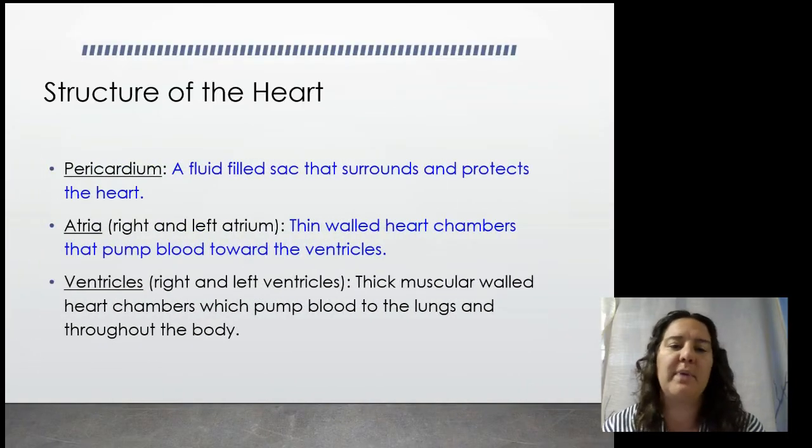So the heart is surrounded by a pericardium, which is a fluid-filled sac that protects the heart and surrounds it. So it cushions it a little bit from impact, as well as allowing it to slide across a smooth surface instead of the inside of our rib cage, so the outside of the heart isn't damaged. The left and right atria are thinner-walled heart chambers that pump blood just down to the ventricles. So the atria pump, it goes through a valve into the ventricles. Then the left and right ventricles are thick, muscular-walled heart chambers, and they pump blood to the lungs from the right ventricle and throughout the body from the left ventricle.